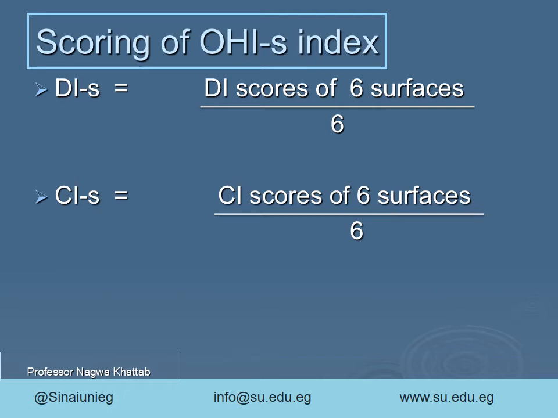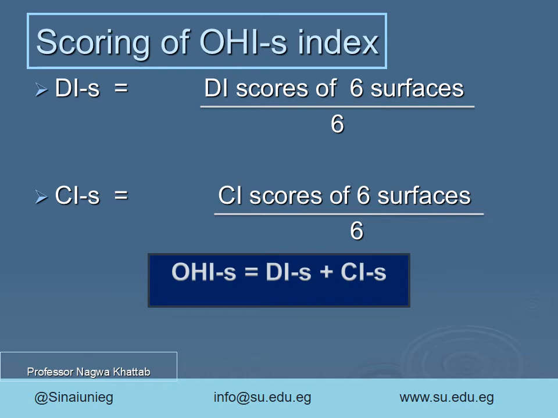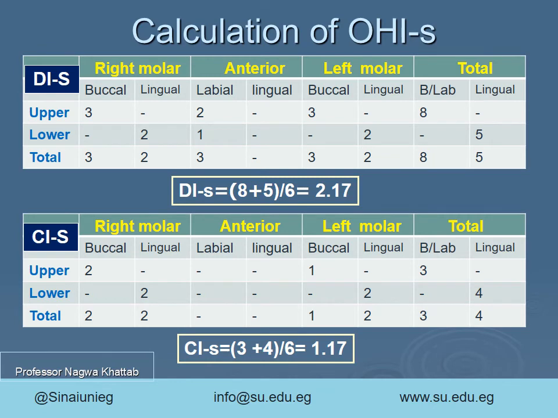How to score? Score first the debris index: the debris scores of the 6 surfaces divided by 6. Then the calculus index: the calculus scores of the 6 surfaces divided by 6. Then sum both of them to get the oral hygiene index simplified. We have a chart.